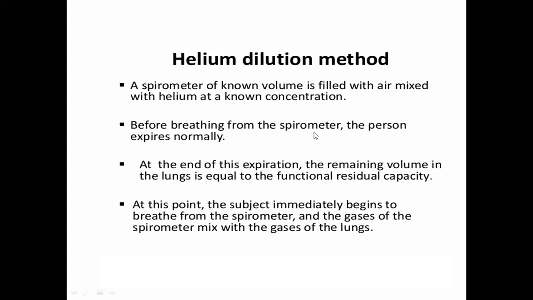Before breathing from the spirometer, the person expires normally. So first you should ask the patient to expire normally. At the end of this expiration, the remaining volume in the lungs is equal to the functional residual capacity. At this point, the subject immediately begins to breathe from the spirometer, and the gases of the spirometer mix with the gases of the lungs.